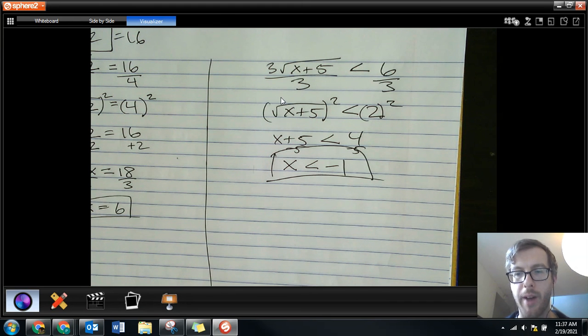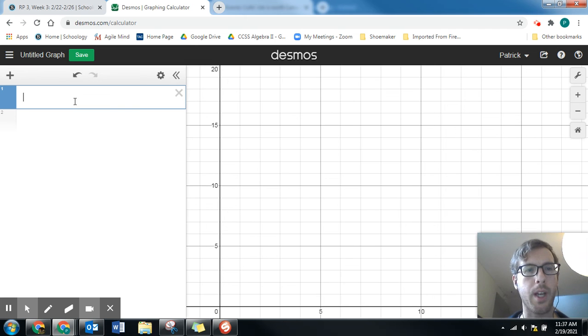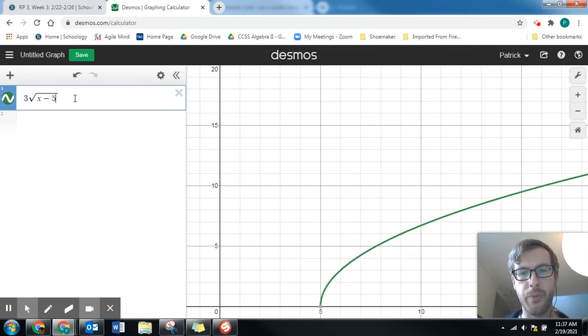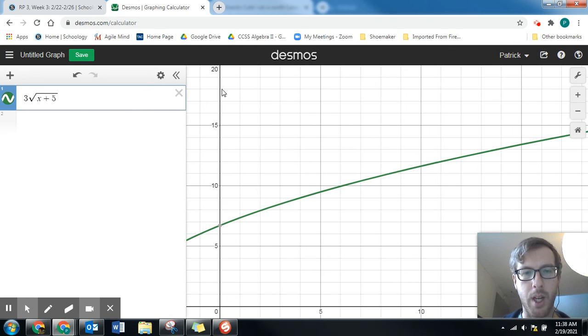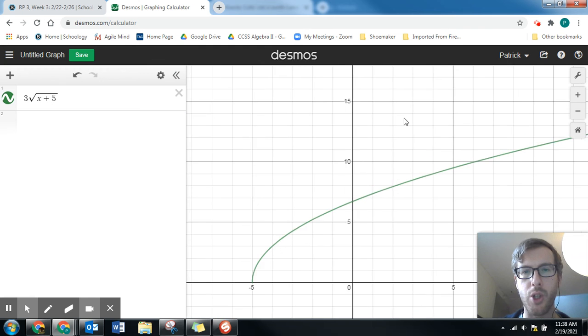Now, actually using a graph here is going to be a little bit more helpful because it's going to allow us to identify any other constraints that might exist on this variable. Because if you go too far into the negatives, you might start getting an undefined value, okay? So once again, I'm going to graph each side of this inequality as its own separate function. So 3 times the square root of x plus 5.